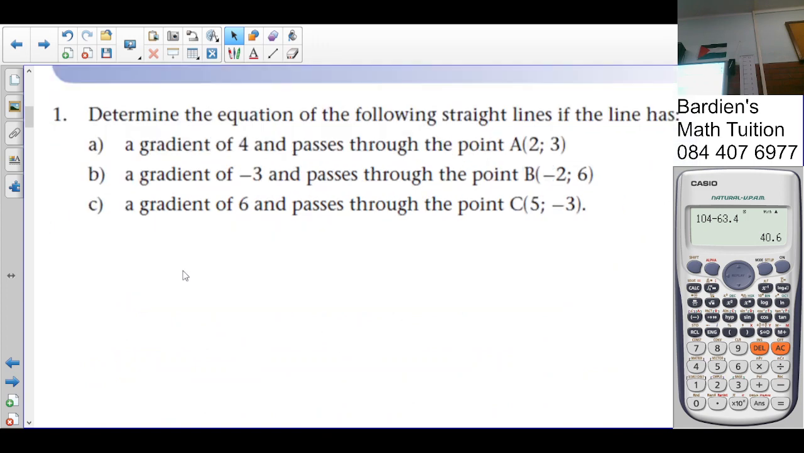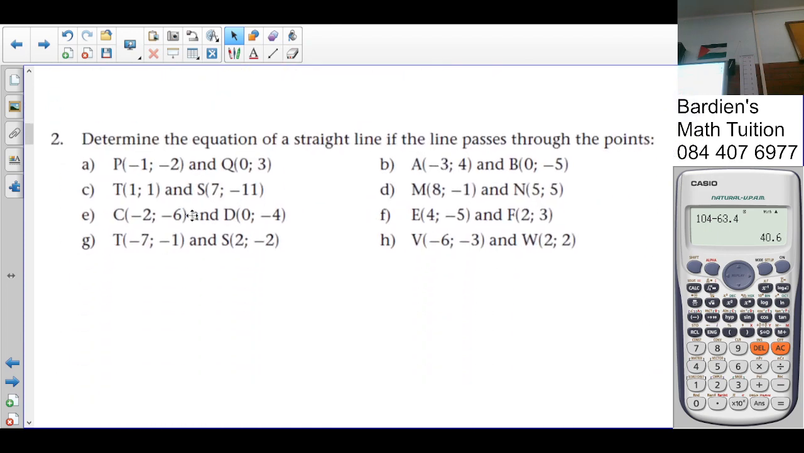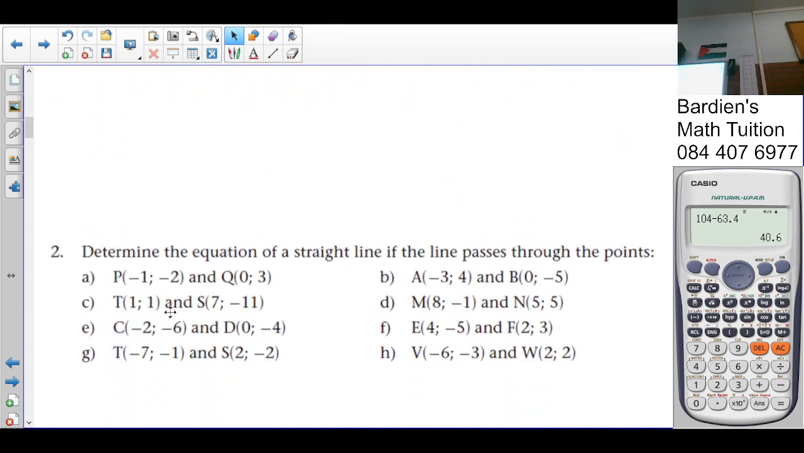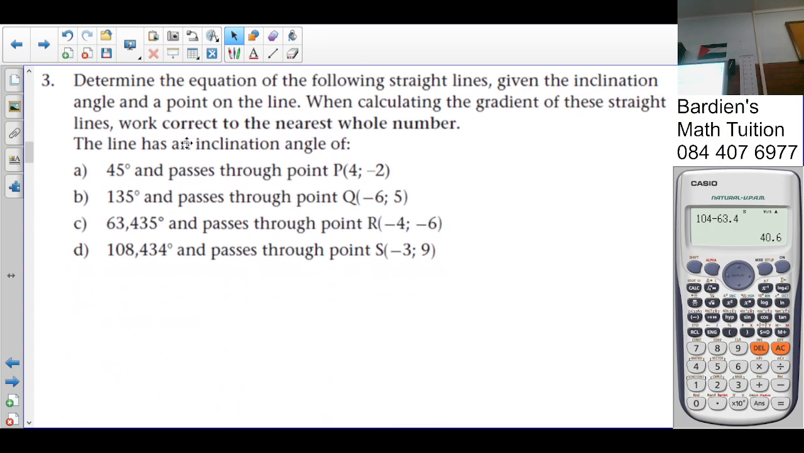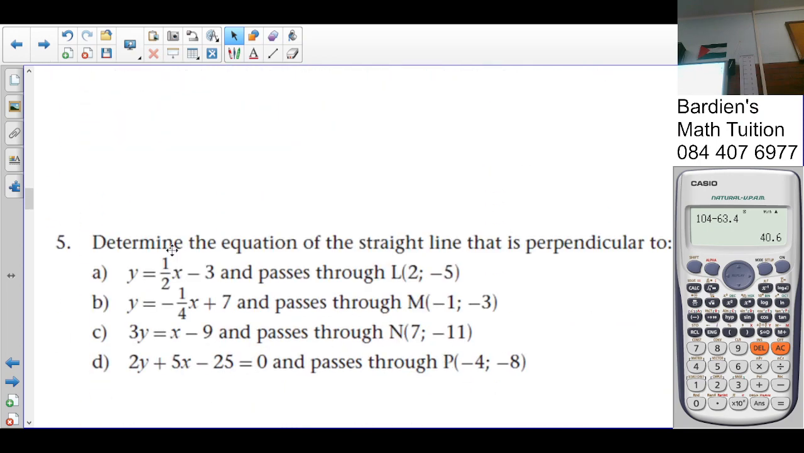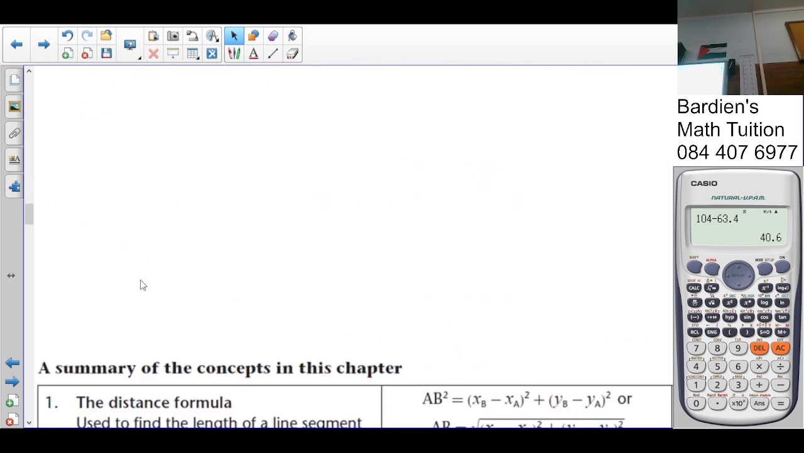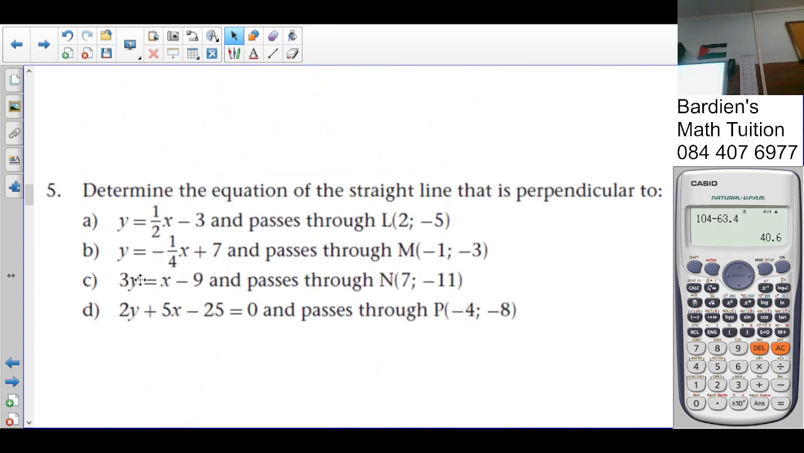So you guys are going to do for me for homework exercise 4.4. You do for me A and C. Number 2, A, C, E, G. Number 3, A and C. Number 4, A and C. Number 5, A and C. Okay, and that is for tomorrow. So you're going to do every alternate sum for me. People, enjoy the rest of your day.